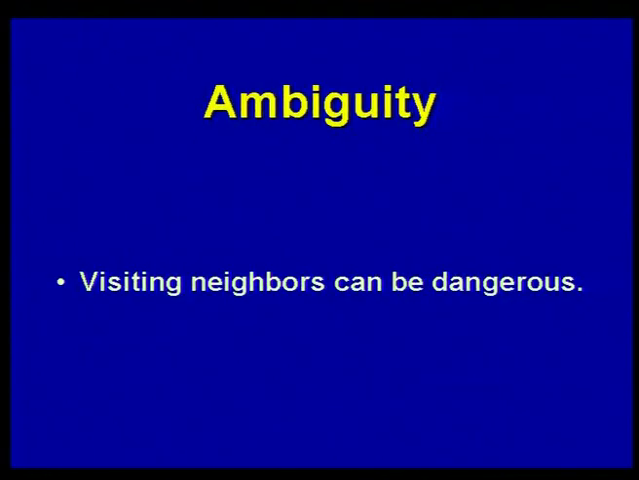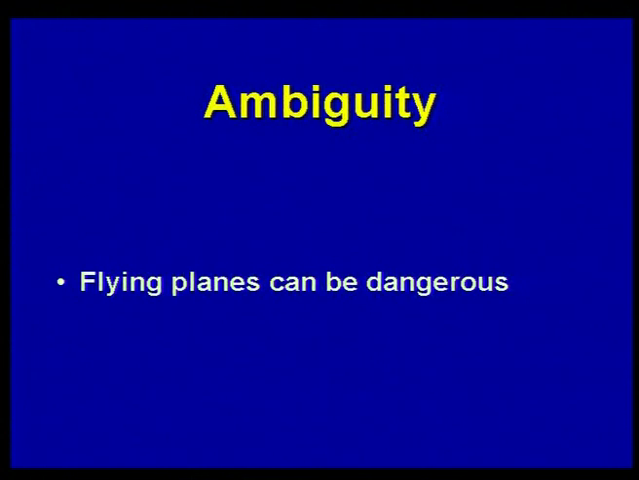Look at another sentence. "Visiting neighbors can be irritating." Do you think there is an ambiguity in that sentence? In the first situation, the adjective of neighbors is visiting, and people who visit, neighbors who visit, can be irritating. A similar sentence would be, "Flying planes can be dangerous."